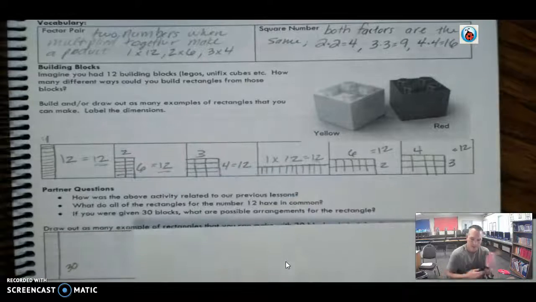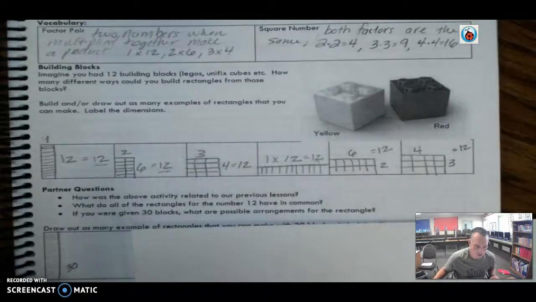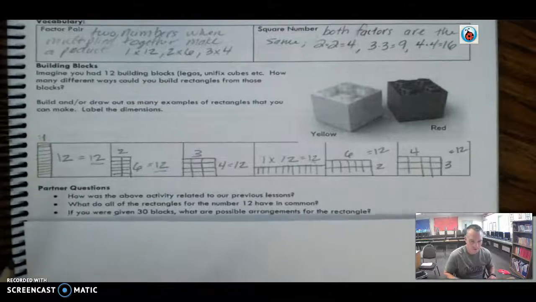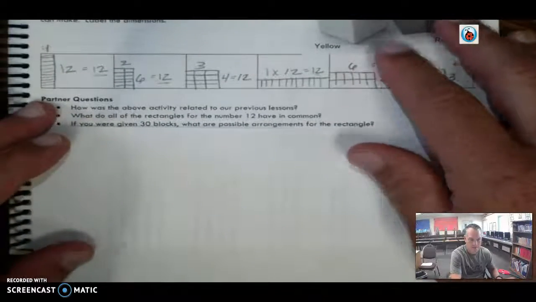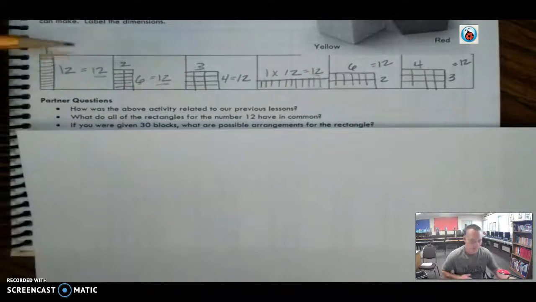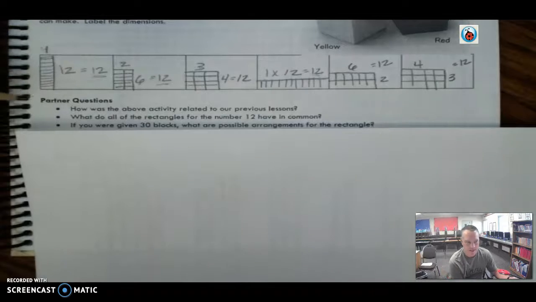Go ahead, and if you haven't had a chance to write those in, go ahead and write those in. Pause the video. How is this activity related to our previous lesson? And then what do all of the rectangles for the number 12 have in common? Think about those first two questions for a minute. Pause the video, think, and then unpause.